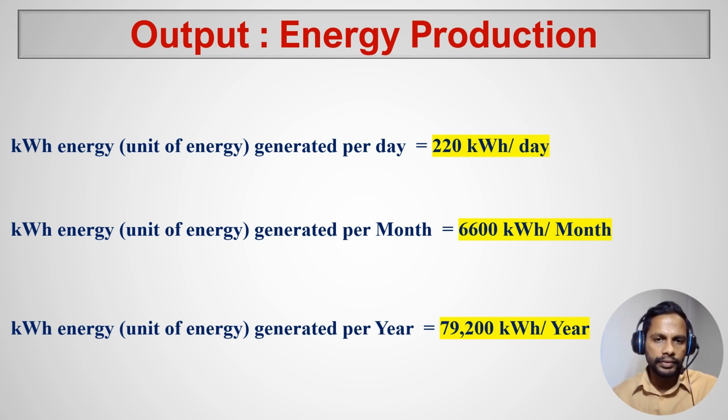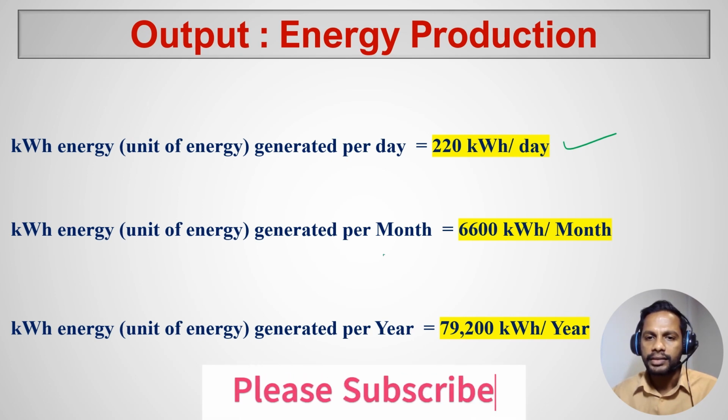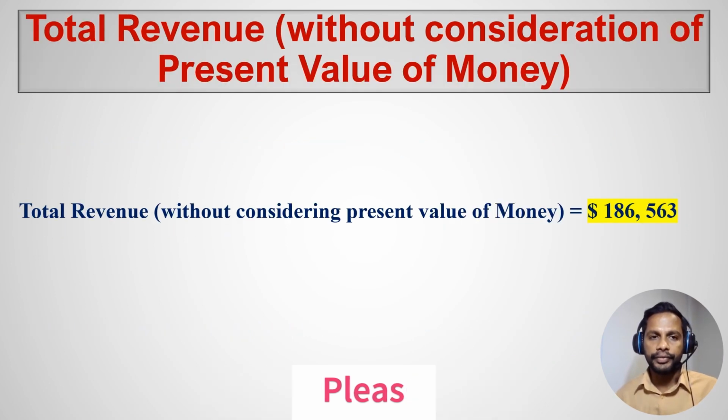Okay. From the output energy production point of view, per day we are getting 220, per month we are getting 6,600, and per year we got this one. There is a video on how we calculate this value. You can go to my channel and see the video. If you go to the total revenue without considering the present value of money, we got a total revenue of 186,000. We just add all the yearly revenue and we get that.